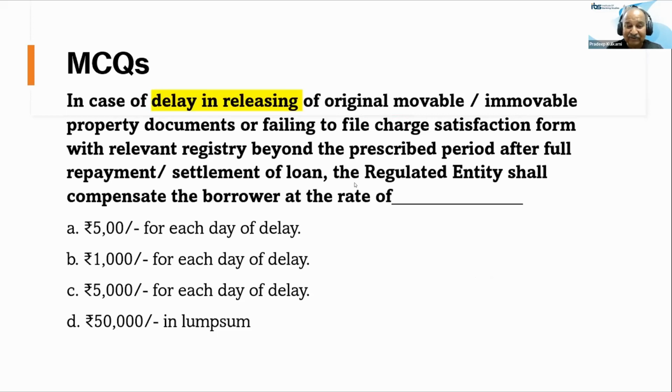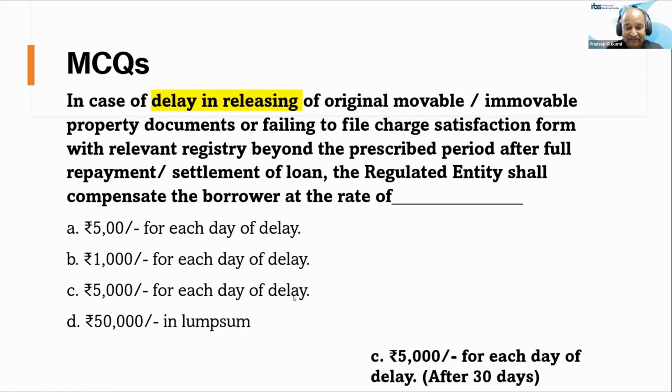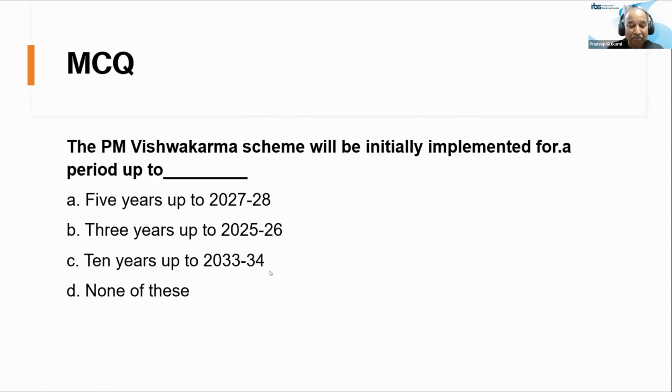Yeah, 31st December or 1st December. Okay, it is 1st December 2023. Now, next question. Pradhan Mantri Vishwakarma scheme initially implemented for a period of. It is not 500 per day, dear, 5,000 per day. Okay. PM Vishwakarma scheme will be initially implemented for a period of.